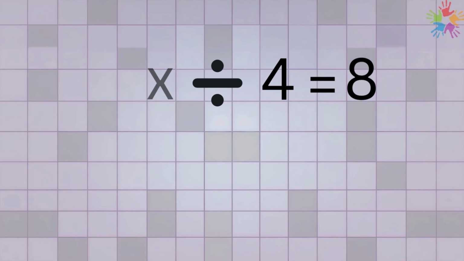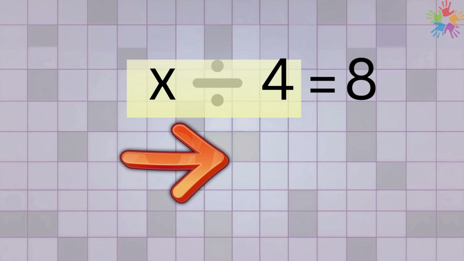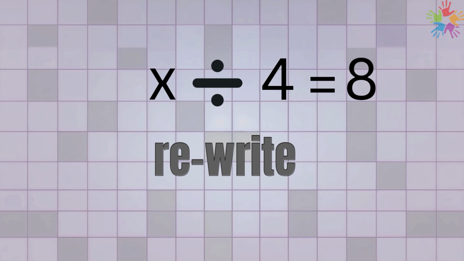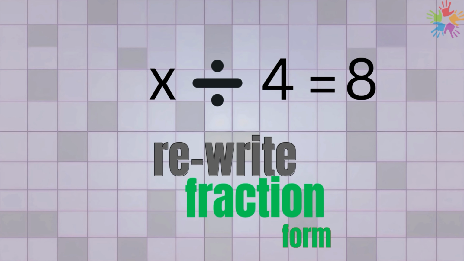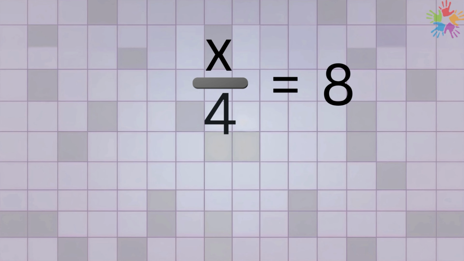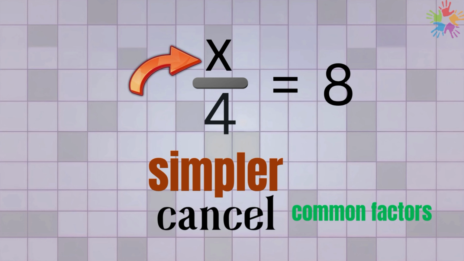Here we have x divided by 4 equals 8. Now, when you see division written like this, from left to right, using the division symbol, I want you to rewrite it using the fraction form. We write it as x over 4 equals 8. This helps us solve more easily, because using the fraction form makes it much simpler to cancel common factors and isolate the variable. Now that it's rewritten, let's solve it.